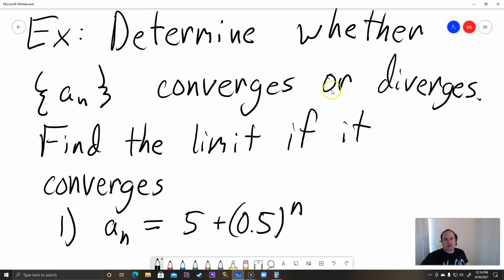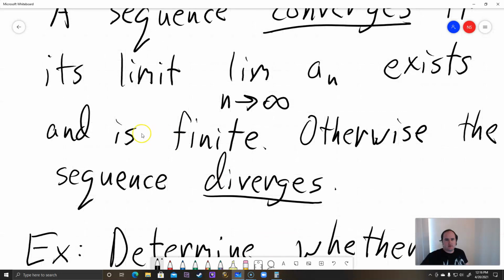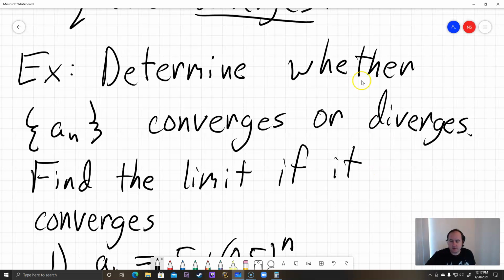Now, literally, all you have to do here is find the limit as n goes to infinity of a sub n. And even though a sub n has counting numbers, 1, 2, 3, 4, it's not continuous. Even so, you can still just take a limit as if it were the limit as x goes to infinity of an expression involving x. It works the same way when you're calculating the limit.